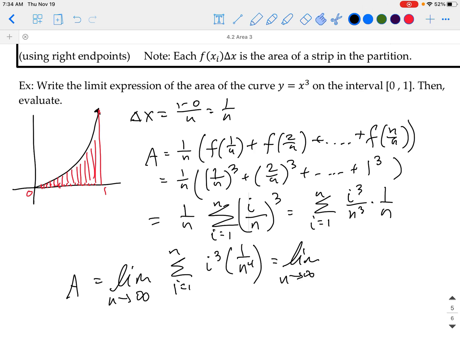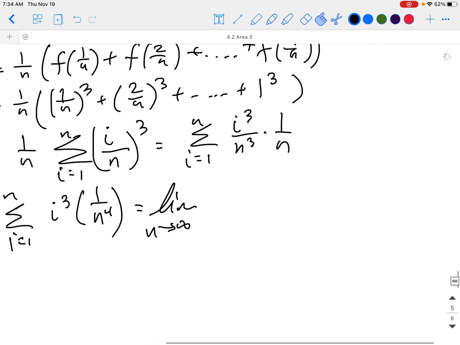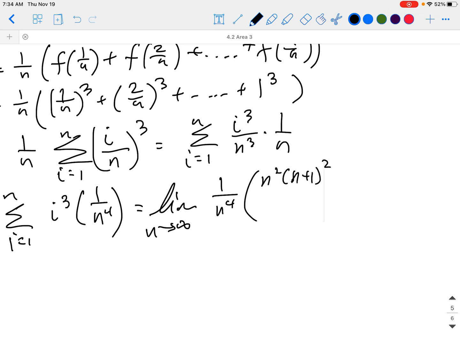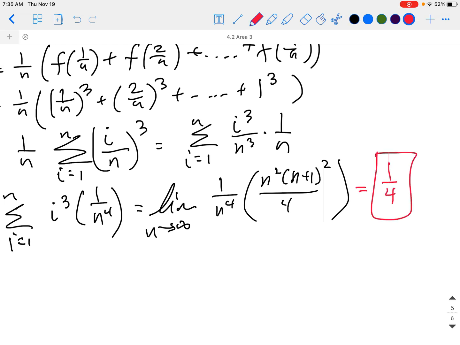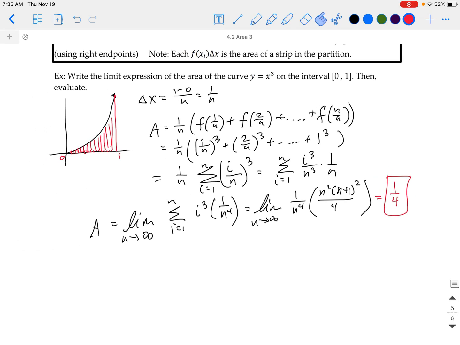So we'll have the limit as n goes to infinity of 1 over n to the 4th times the sum of i cubed, which was n squared times n plus 1 squared all over 4. And so if we note the leading term here in the numerator is going to be n to the 4th, so we're going to have an n to the 4th over n to the 4th, which is just 1. So this summation is going to equal 1/4. So the area underneath the x cubed curve from 0 to 1 is 1/4.